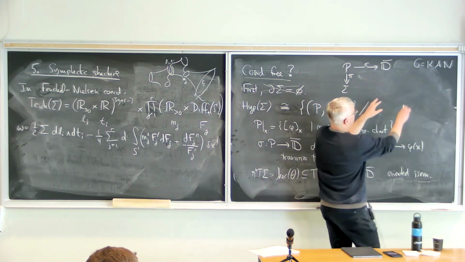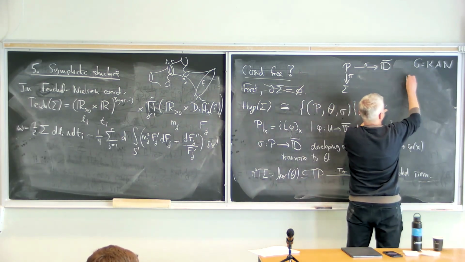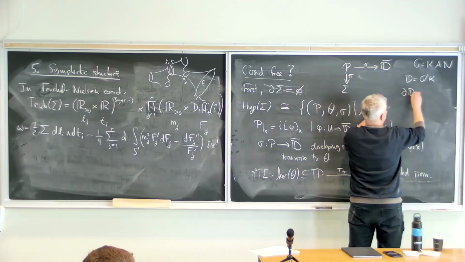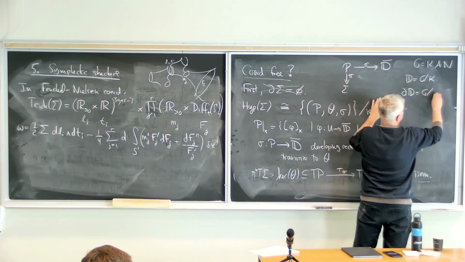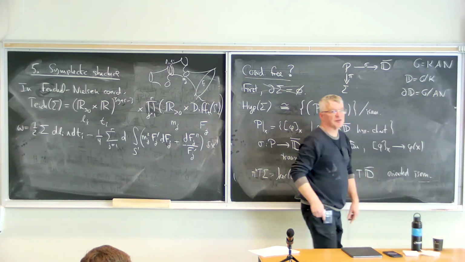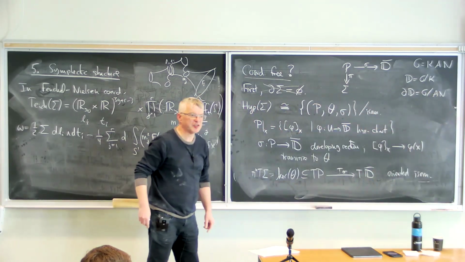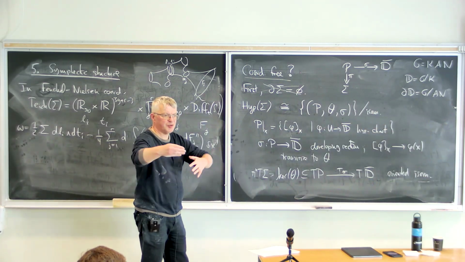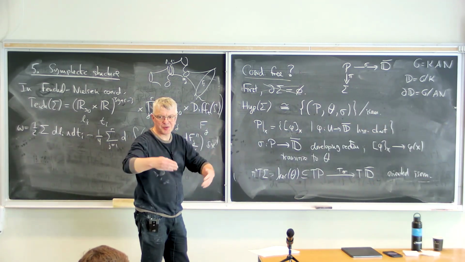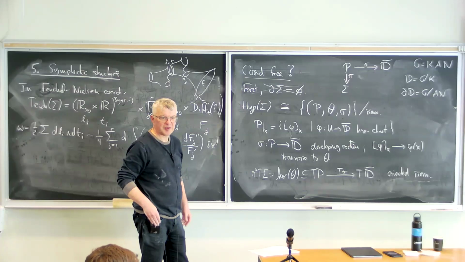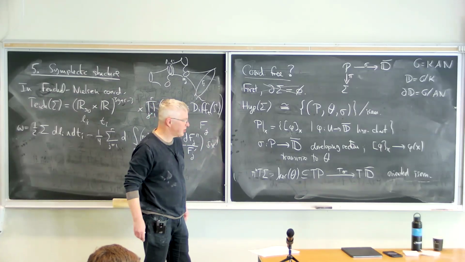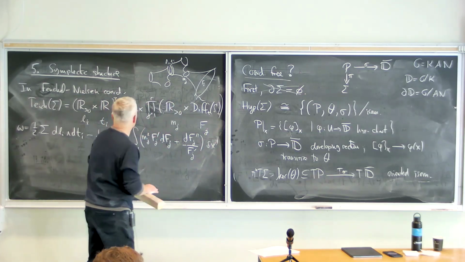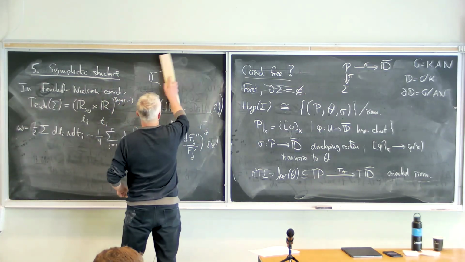Over the boundary, so let's say again, D is G mod K. The boundary is G mod B, G mod AN. So over the boundary, it gets a reduction of structure group to that. So it's very strange that these two reductions of the structure group kind of coexist. But that's what the role is of this developing section.